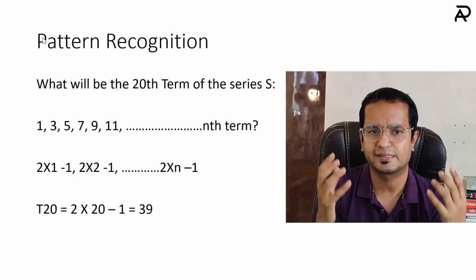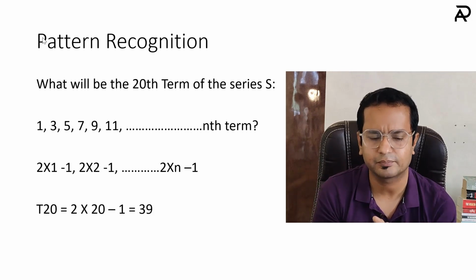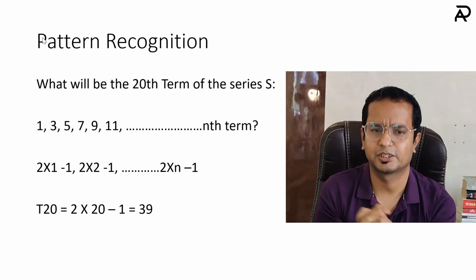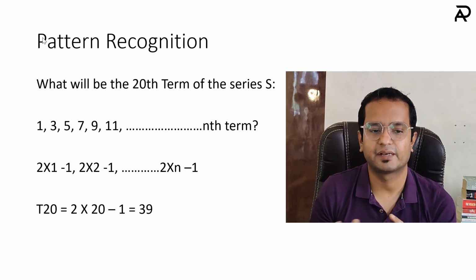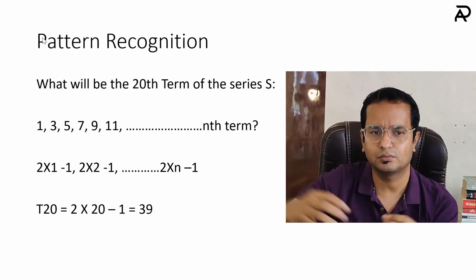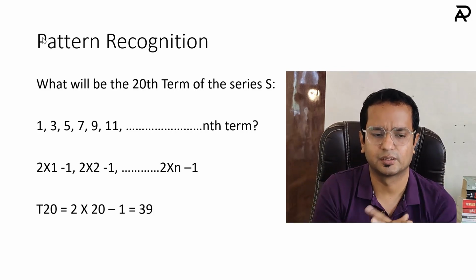I'll just discuss a small, very simple example with you before I go back to that caselet. Look at this series. What will be the 20th term of the series S? That is what the question is. 1, 3, 5, 7, 9. You just write it down till the nth term. You have to tell the 20th term. We all know these are odd numbers.